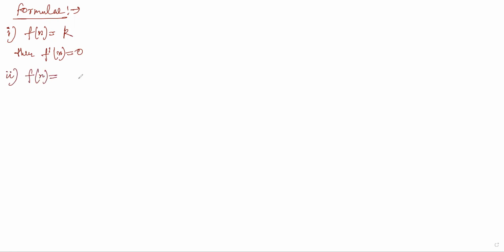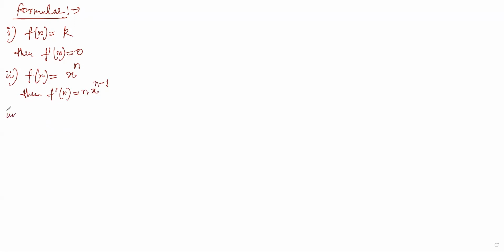So the second part is you have to first remember these formulae. Every formula has a proof, the same kind of proof as we did for the first formula. The first formula: if f(x) is equal to k, then f dash x is equal to 0. That is, the differentiation of any constant is 0. Now second is the power rule. What does the power rule say? If you have something x to the power n, then f dash x would be n into x to the power n minus 1.